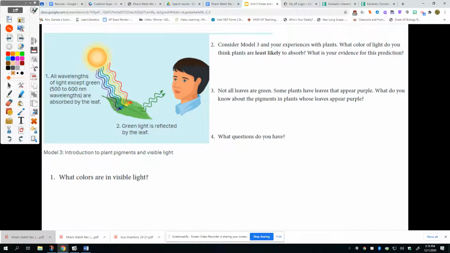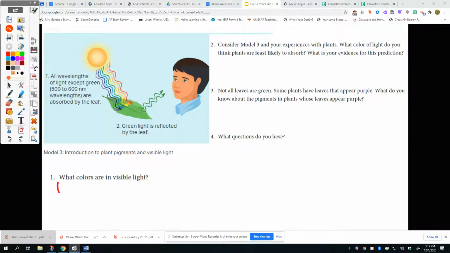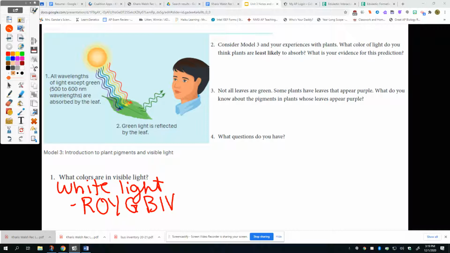All right, so let's move on and let's talk about light for a second. Visible light is what we call white light. It's the light we see when we look up at a light bulb in the classroom. That white light is made up of several different wavelengths of light. It's made up of what I was told was my best friend when I was in 6th grade in physical science, Roy G. Biv. Red, orange, yellow, green, blue, indigo, and violet. Those are the colors of visible light.